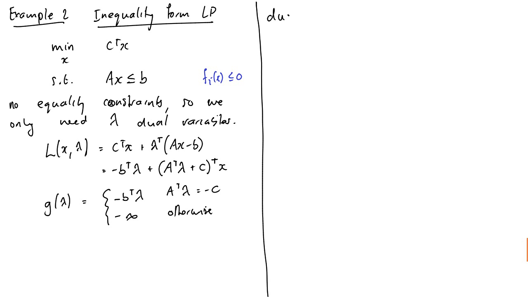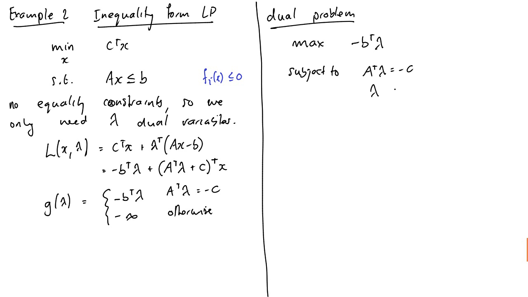So the dual problem is to maximize this. So I want to maximize negative B transpose lambda subject to feasibility. Okay, we can't have a negative infinity objective, so it must be subject to A transpose lambda equals negative C. And don't forget the one that we don't always write down, lambda greater than or equal to 0.